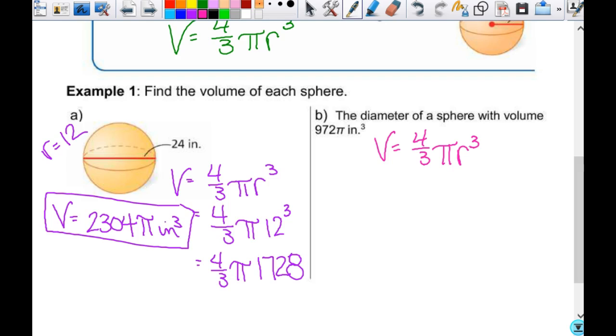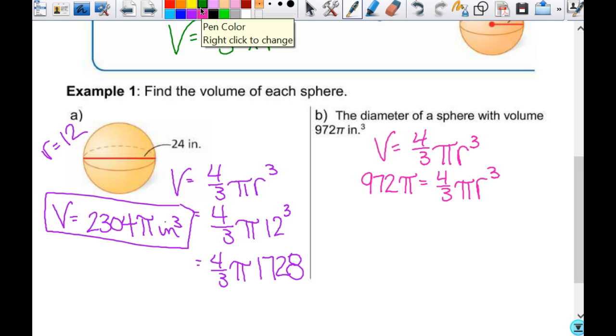The formula includes the equal sign and the capital V. It's an equation. So then you substitute in what you know. 972 pi is equal to 4/3 pi r cubed. Now we're trying to get r by itself. So what could I do here? I can divide it by pi. I'm not canceling out pi. I don't get to get rid of pi. There's no magic poof and then pi goes away. But I can divide both sides by pi. And when I do that, these cancel out, and so do those.